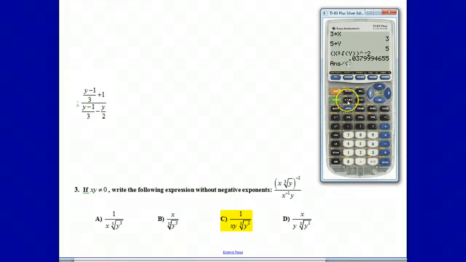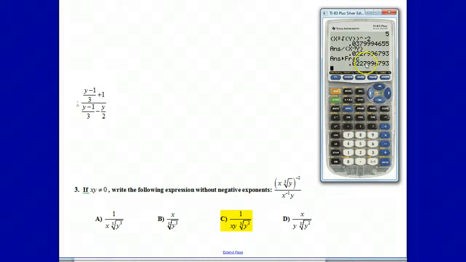parentheses X to the, I think I got a -1 here, X to the -1, and then Y, alpha Y, and I get, now I hit math enter just because I'm going to try to do that first. Okay, it doesn't let me do that, but at least I have 0.0227996 and so on. I don't really care. I might jot that down on my scrap paper.